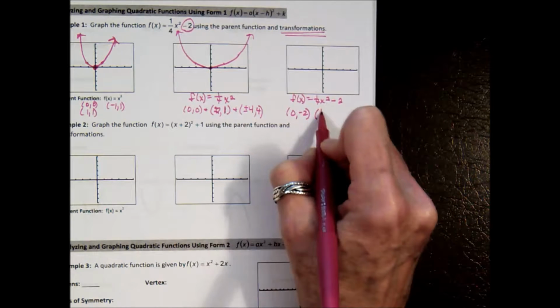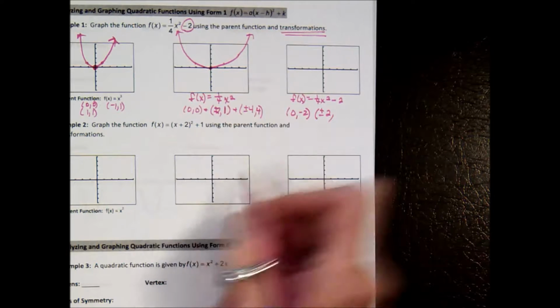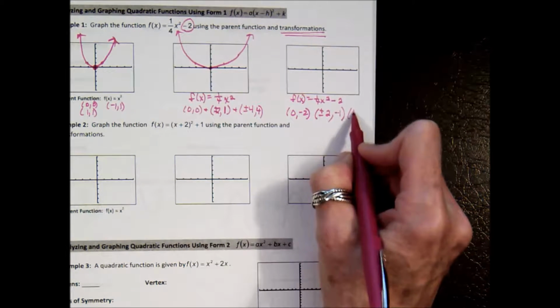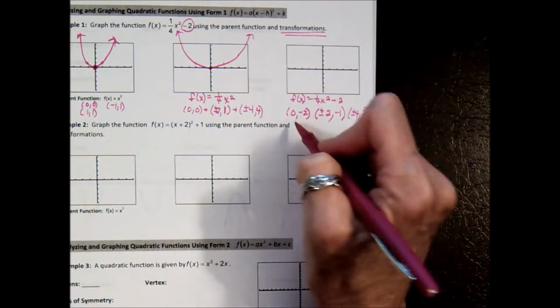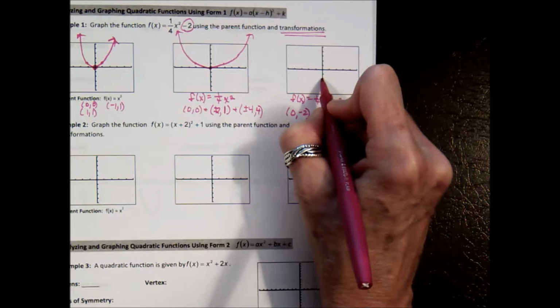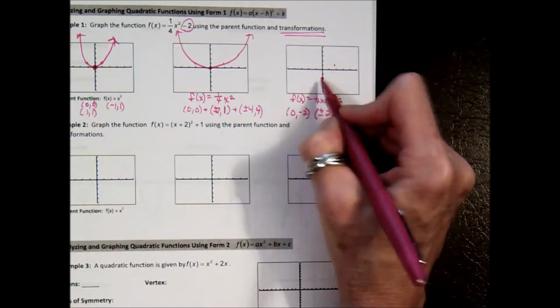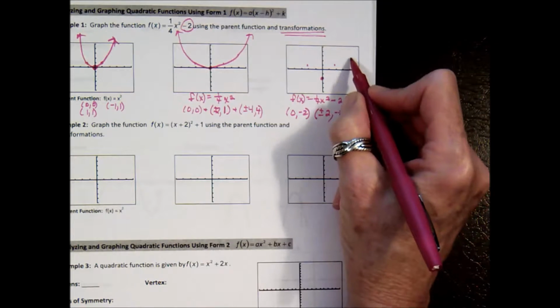Instead of the point plus or minus 2, 1, it's going to take it down 2: plus or minus 2, -1. And plus or minus 4, take it down 2, to plus or minus 4, 2. So now it sits at (0, -2) right there, plus or minus 2, -1, and plus or minus 4 is up here at 2.